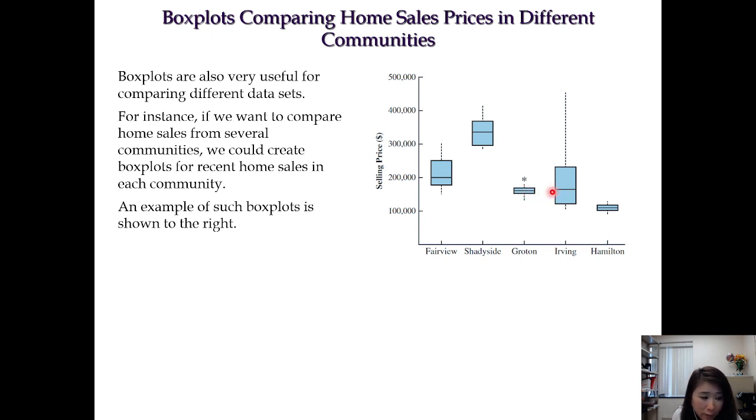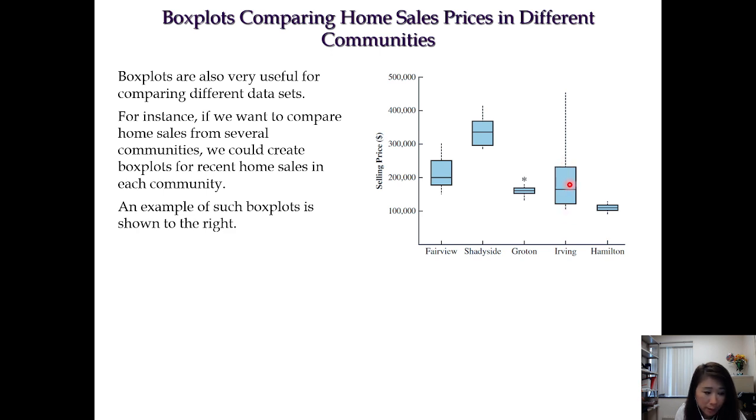Why do we care about the median house prices? Because, as we know, housing prices tend to have outliers, so we don't want to focus only on the cheapest or the most expensive houses. Therefore, we look at the median value. As you notice, Groton and Irving have very similar median house prices. However, the home sale price in Irving has much greater variability, because the length of our box indicates the interquartile range.